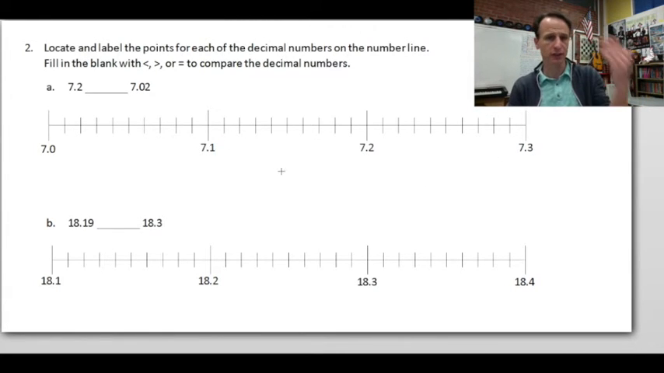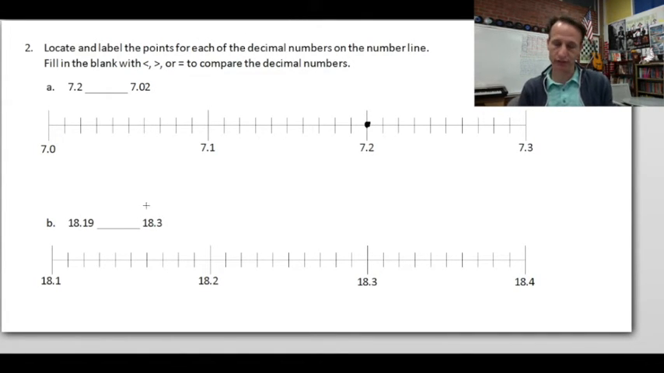And maybe I'll help you to think of these in terms of fractions. 7, 7 and 1 over 10, 2 over 10, 3 over 10. Okay. So 7 and 2 tenths is actually one of our points here. So there it is. And it's already labeled, so I don't need to write 7 and 2 tenths. It's already there. Now 7 and 2 hundredths.